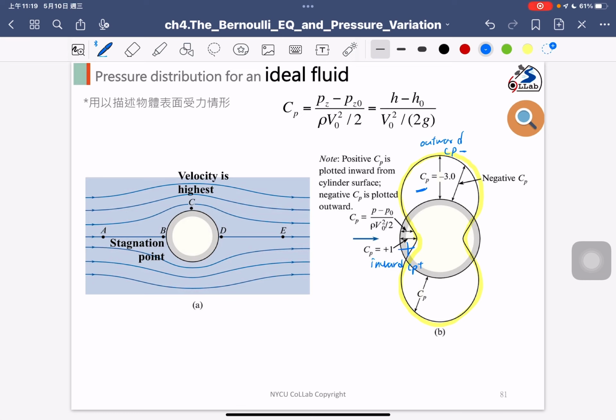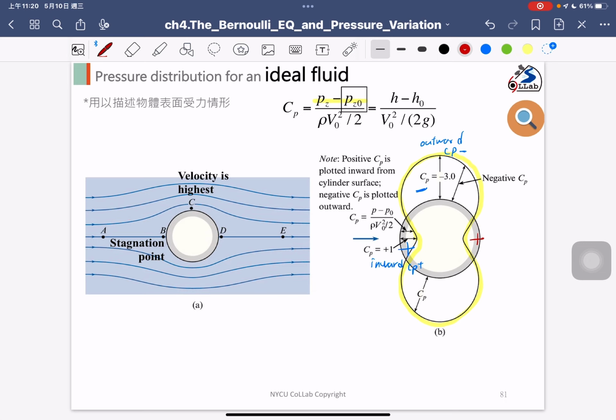So how can we determine whether the CP value is positive or negative? It's based on the piezometric pressure difference here. Okay, the piezometric pressure compared to the free stream piezometric pressure is larger or less, and you can determine whether the CP value is positive or negative. Okay, but this is for the ideal flow, if no wake flow happens. So there is no wake flow, and you can see on the front it is positive, and on the back it is also positive.